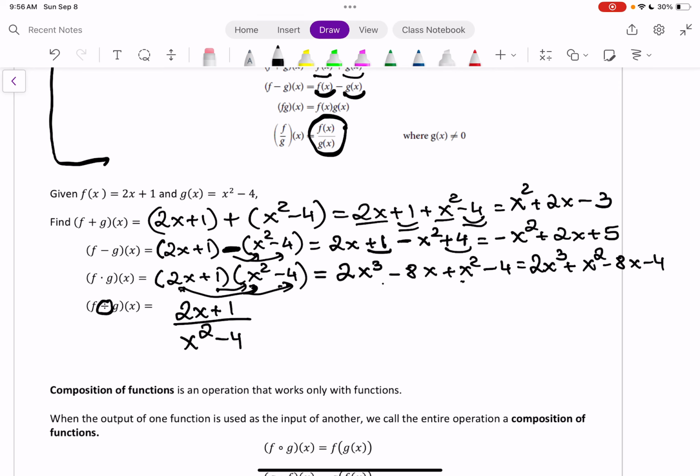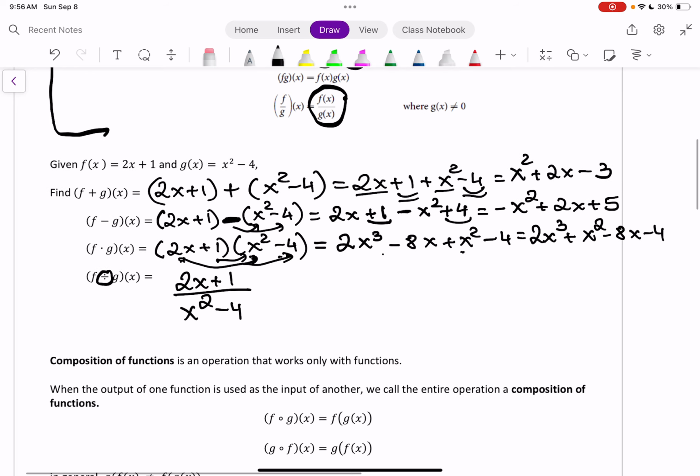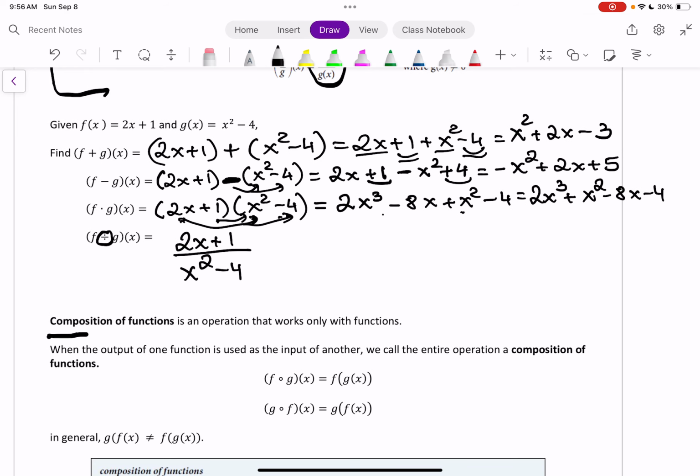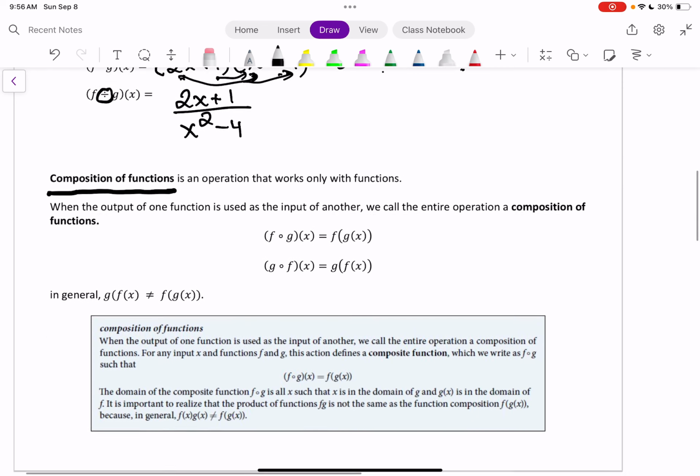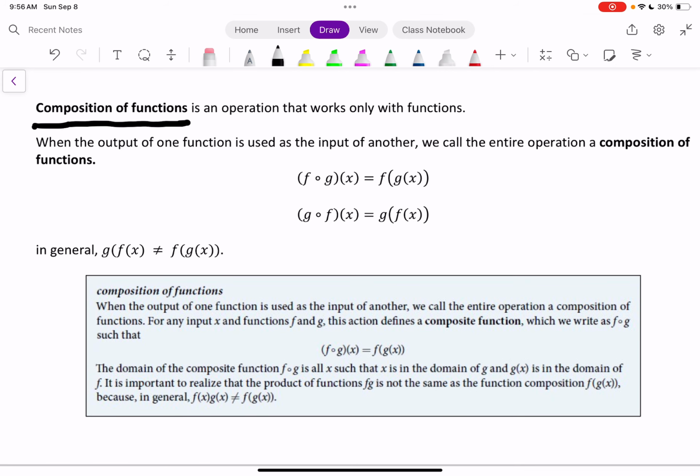Nothing really new. But what is new about functions is composition of functions. That is an operation that is specific only to functions. Okay, so what is a composition of functions? That's really what we want to concentrate this section on. So here it is. When the output of one function is used as the input of another, we call the entire operation a composition of two functions.